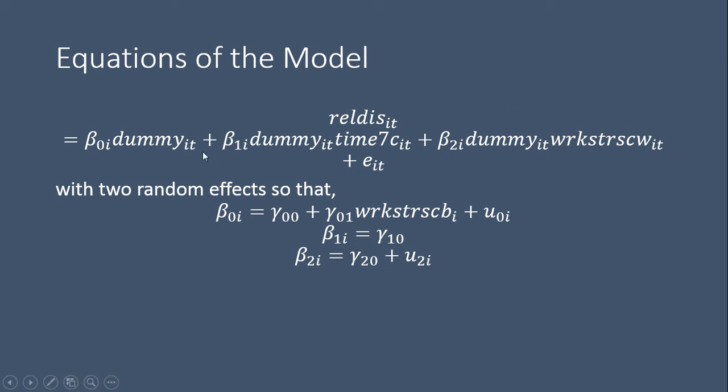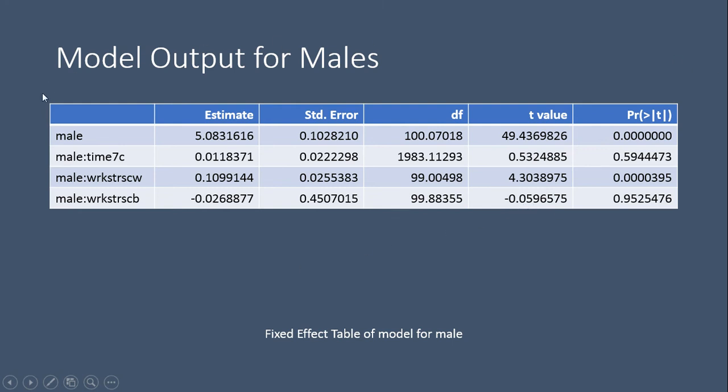As we use the dummy variable, you can see that beta naught i and beta 2 i have two random effects, u naught i and u 2 i. So basically we are letting these parameters vary across different dyads. We will construct this model for males and for females, and then combine both of these models together also. So this is the output for our males.